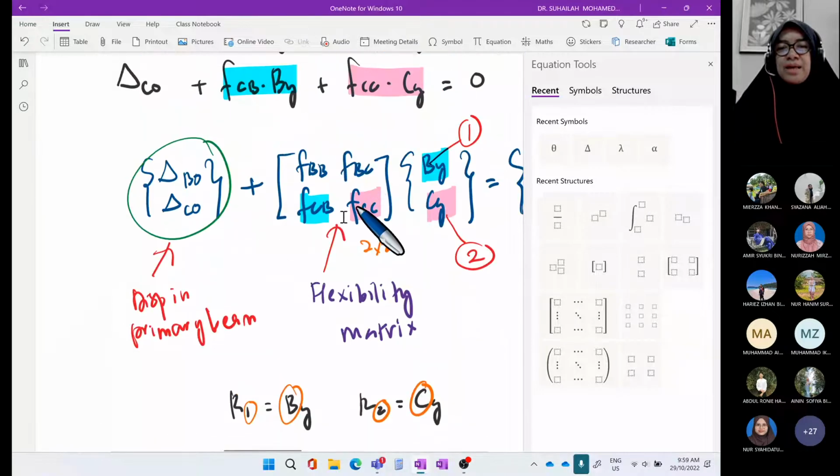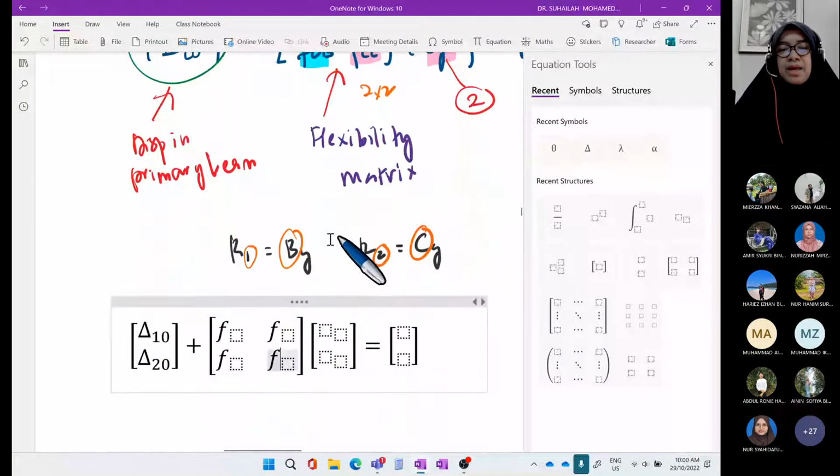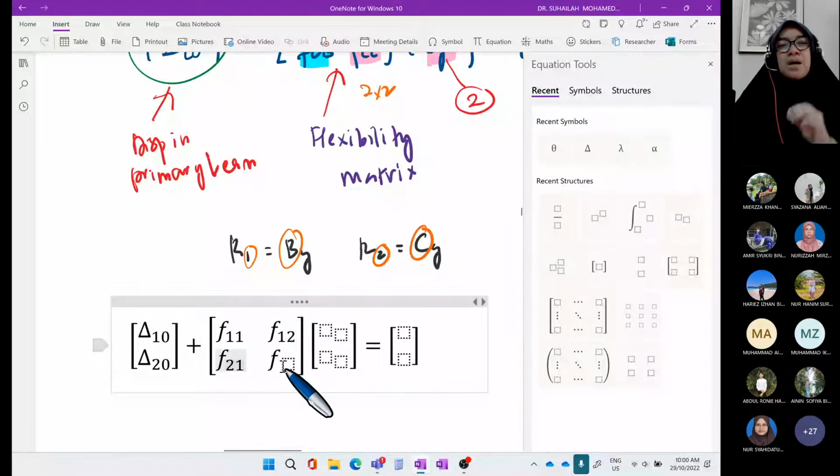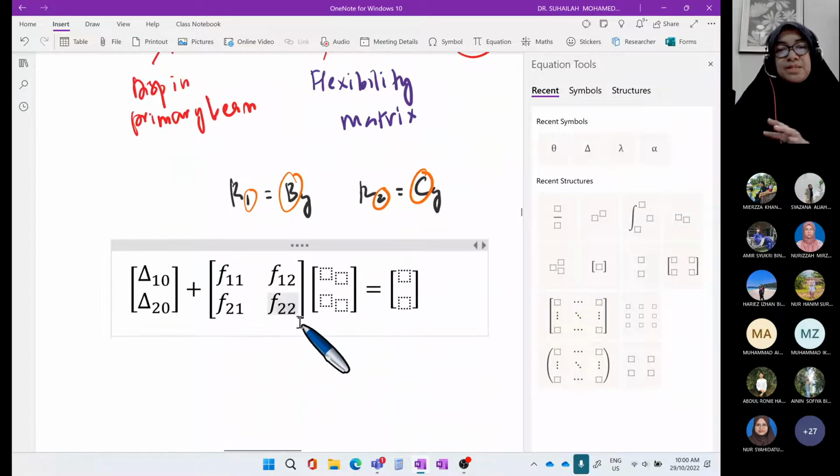Okay, by looking at the previous, BB will change to 1, 1. BC will change to 1, 2. CB becomes 2, 1. CC becomes 2, 2. We just need to change from B to 1, from C to 2.